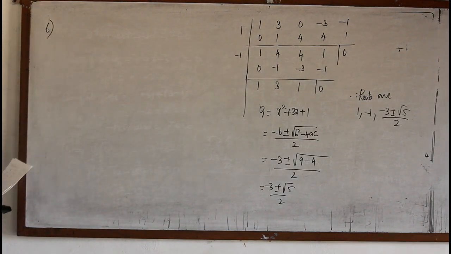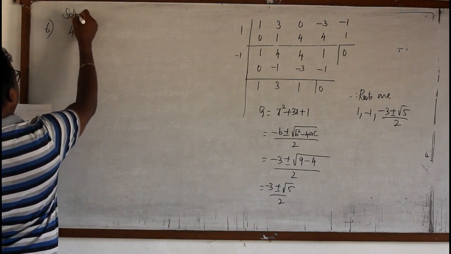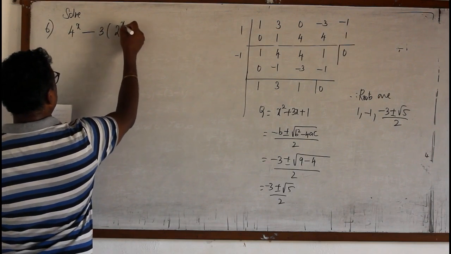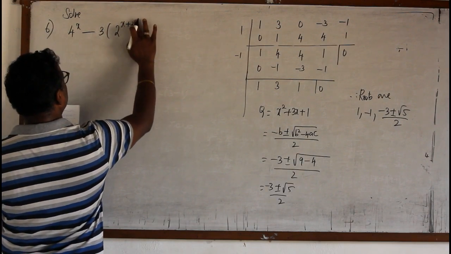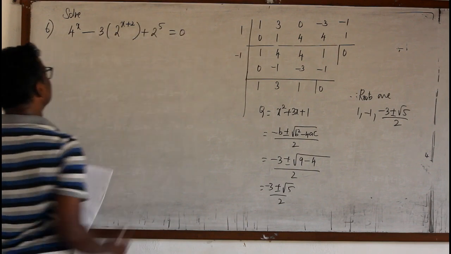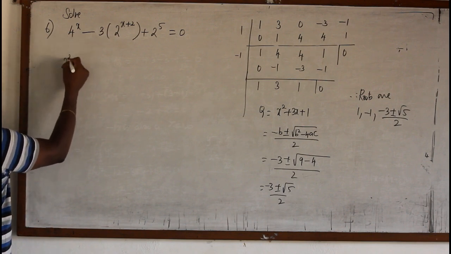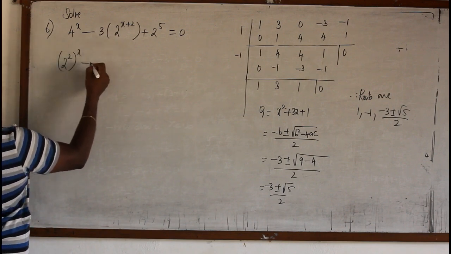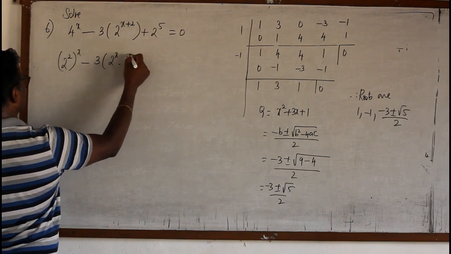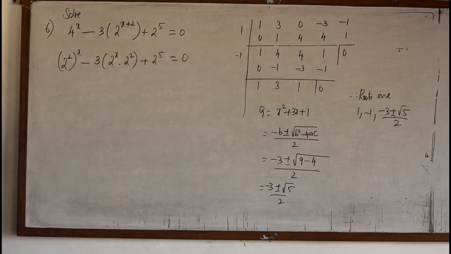Let's go for the sixth problem now. Solve 4 power x minus 3 into 2 power x plus 2, plus 2 power 5 equal to 0. Shall I write this 4 power x as 2 square the whole power x, minus 3 into 2 power x into 2 square, and this is 2 power 5 equal to 0.